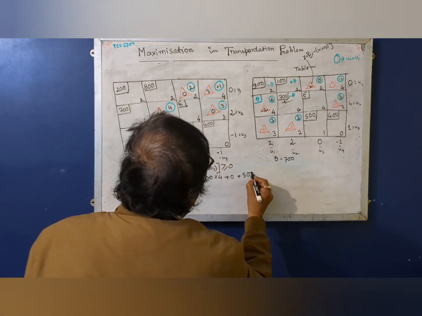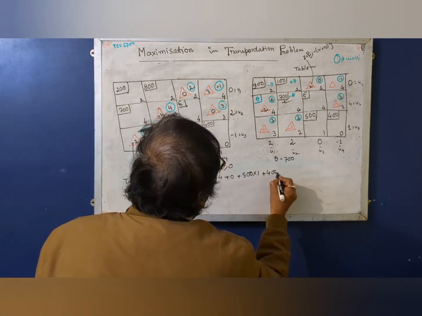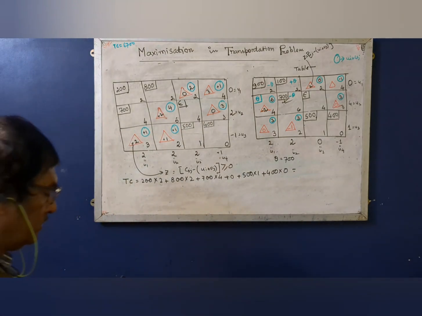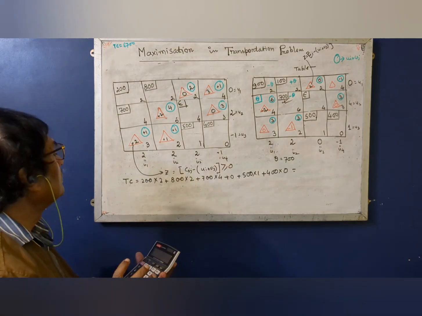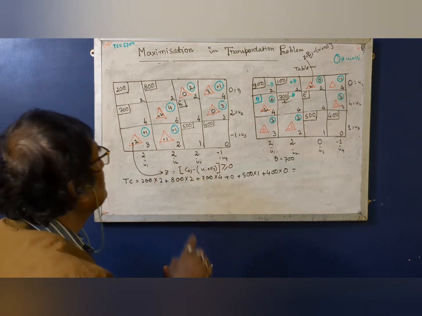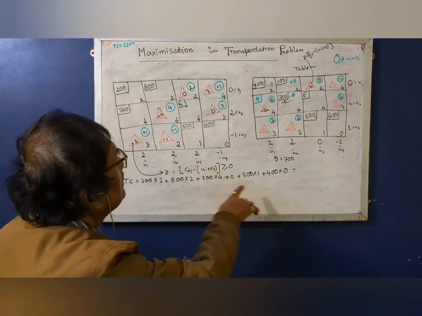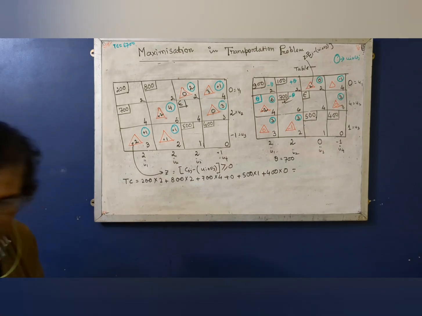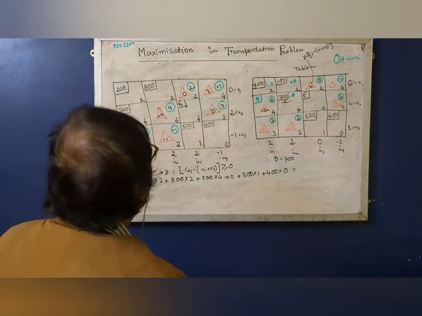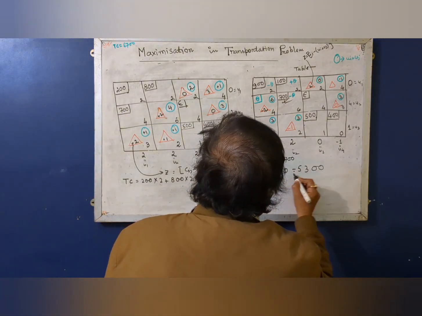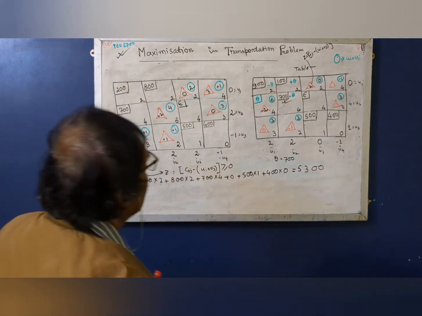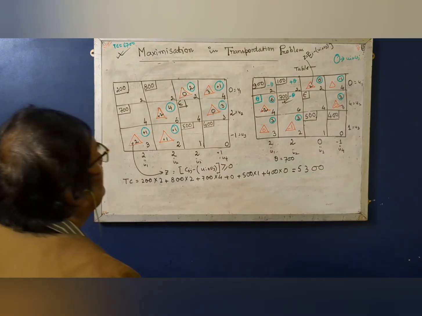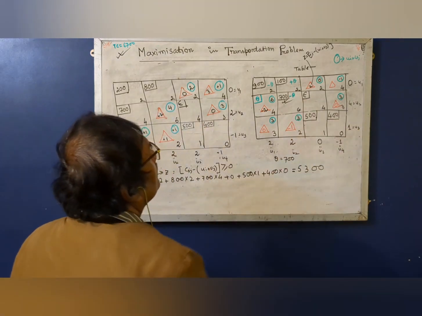500 into 1, plus 400 into 0. Now check what is the total cost. I'm going to check it. That is 400 plus 1600 plus 2800 plus 500, and 5300. This value is 5300. That means this is lower than this. That means this is the maximum possible minimization. And if you change any allocation, the cost will be higher.